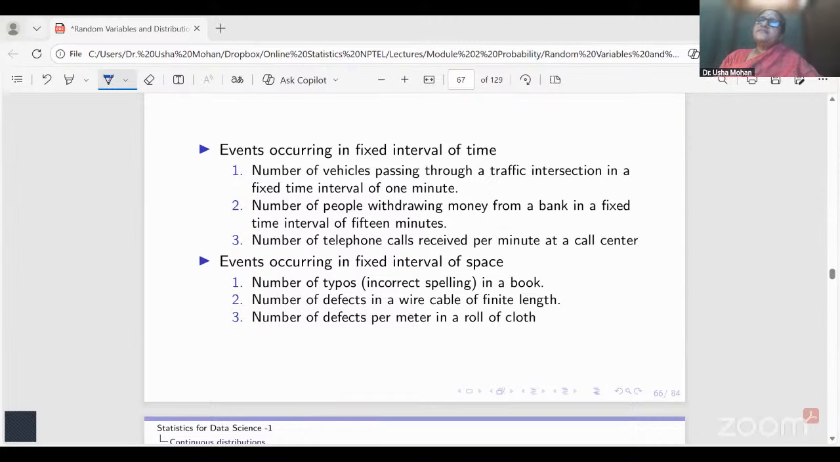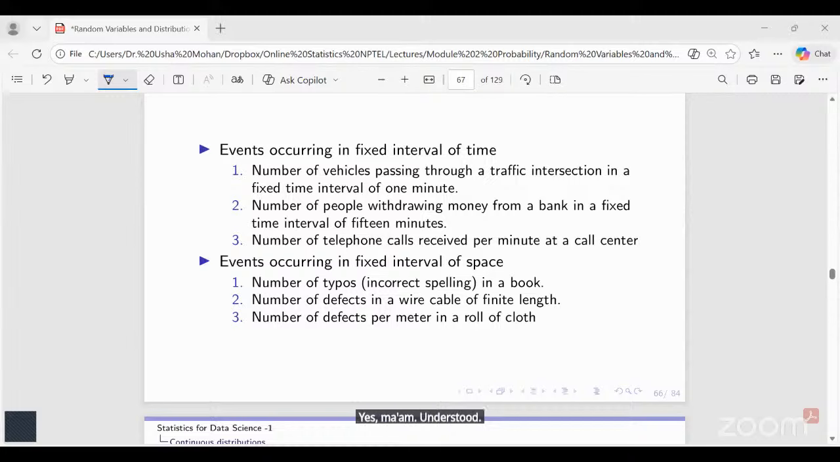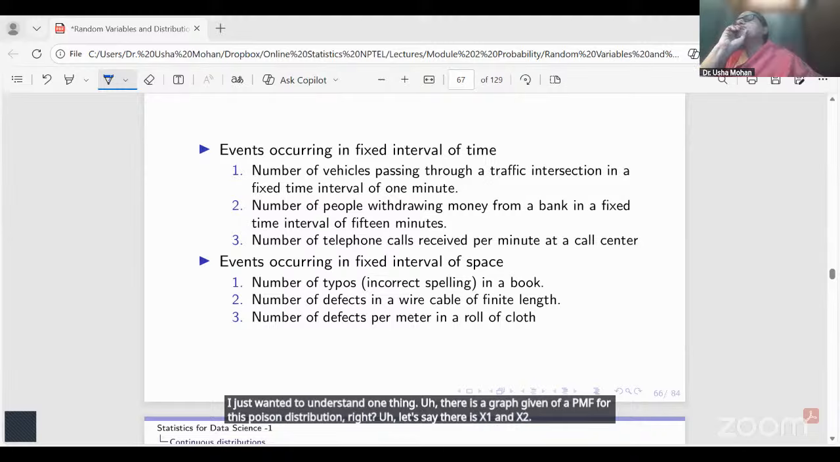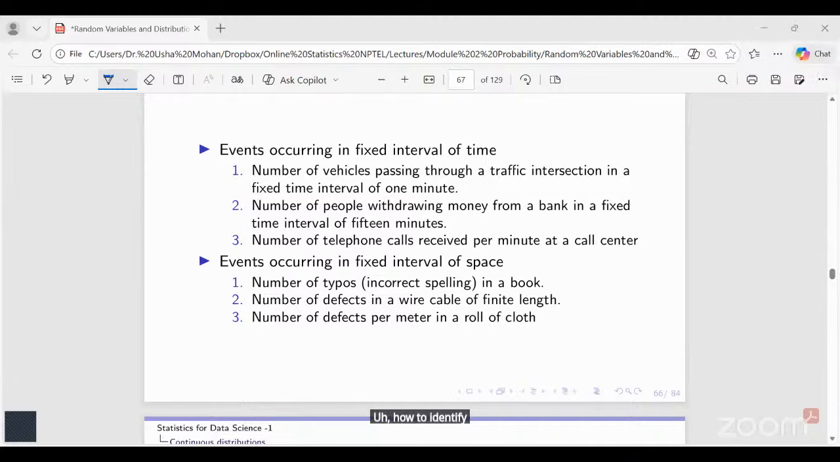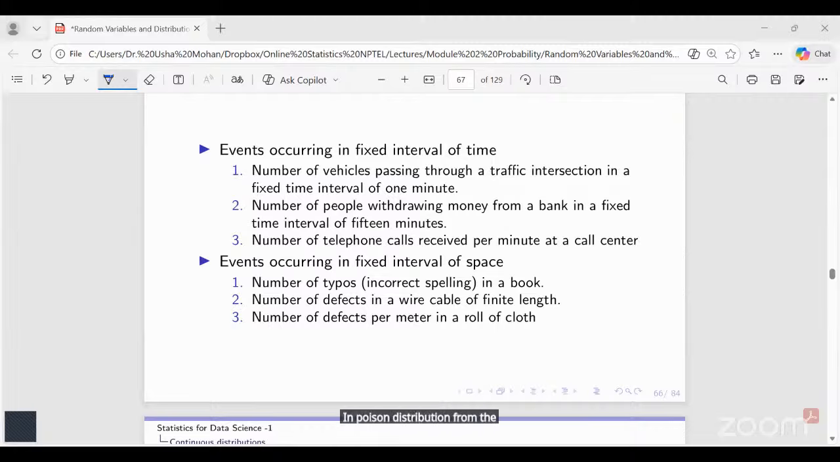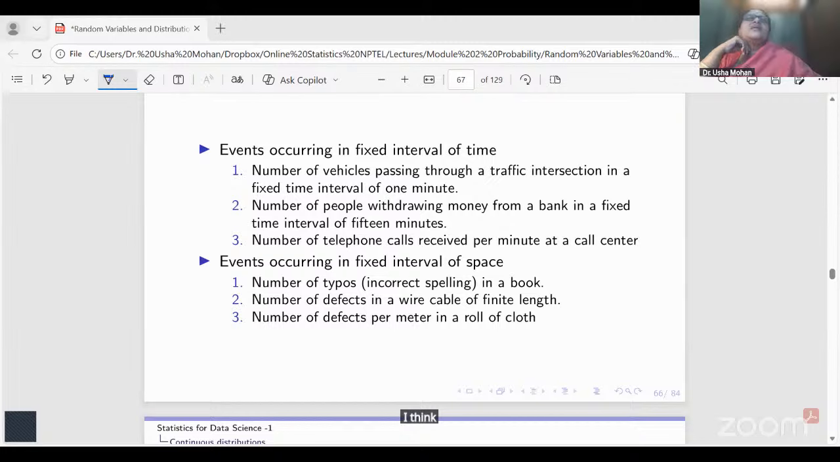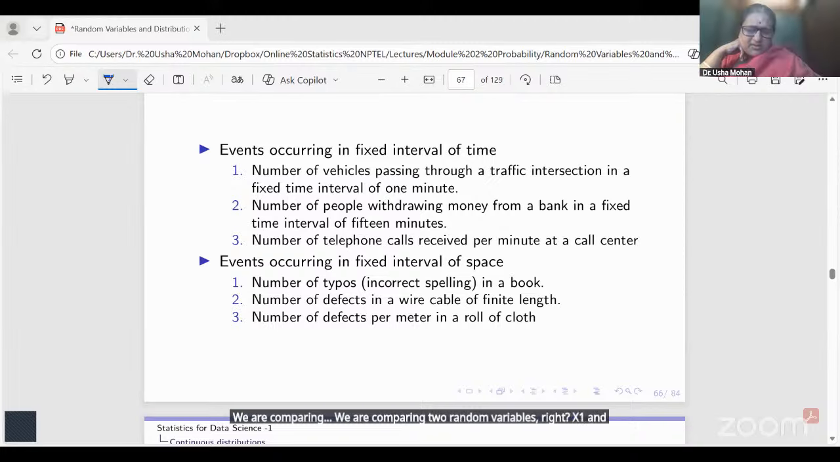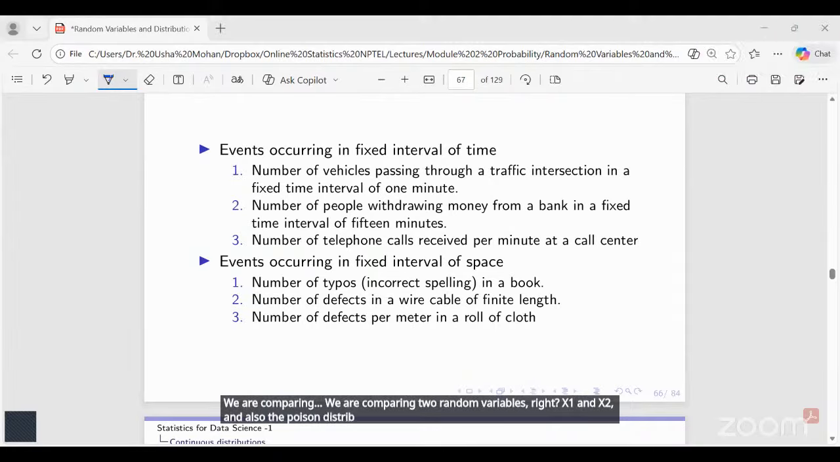Ma'am, I just wanted to understand one thing. There is a graph given of a PMF for this Poisson distribution, right? Let's say there is x1 and x2. How to identify whose lambda is greater in a Poisson distribution from the graph itself? Is there any way we can do so? We are comparing two random variables, X1 and X2, and both belong to the Poisson distribution.